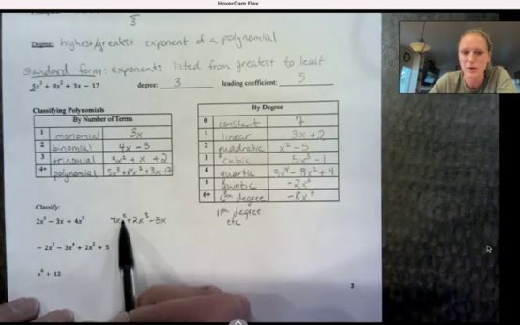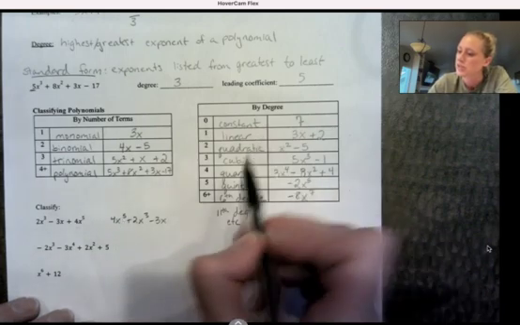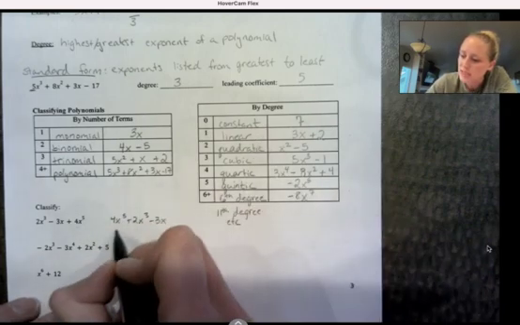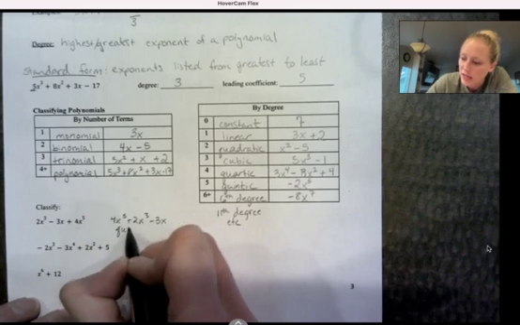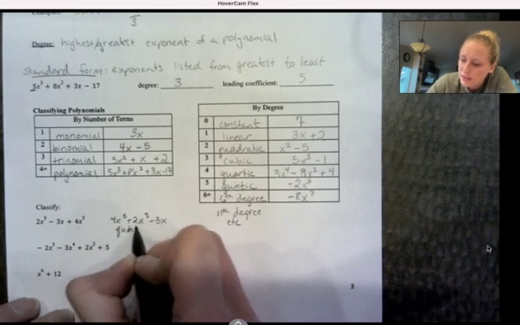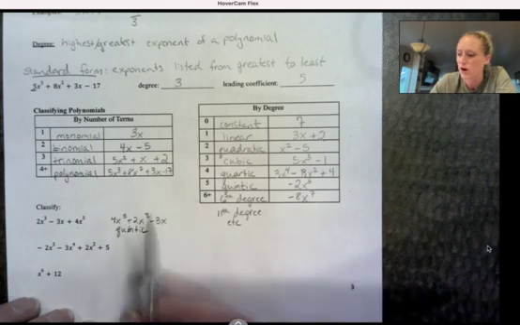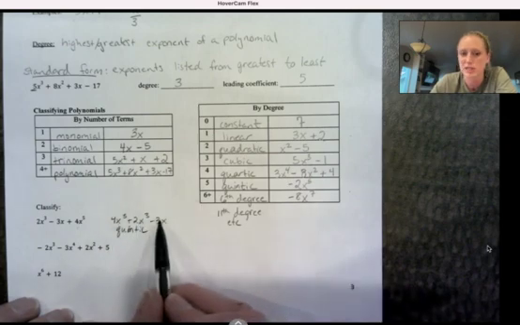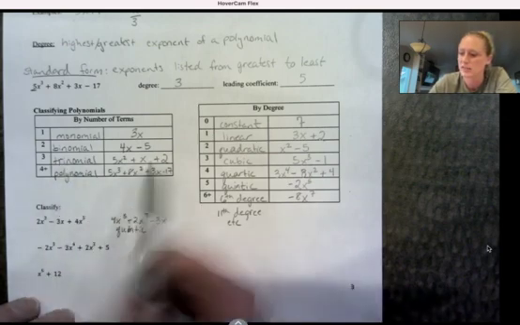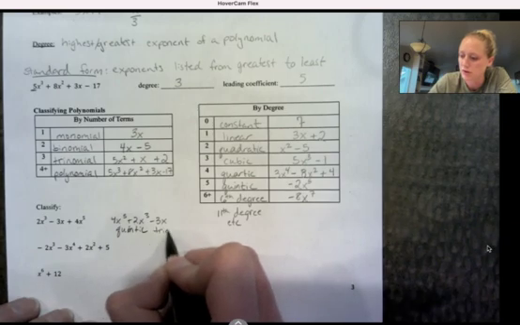My degree is a 5, so fifth degree is a quintic. So we would call this a quintic. And then there are 1, 2, 3 terms, so that is a trinomial.